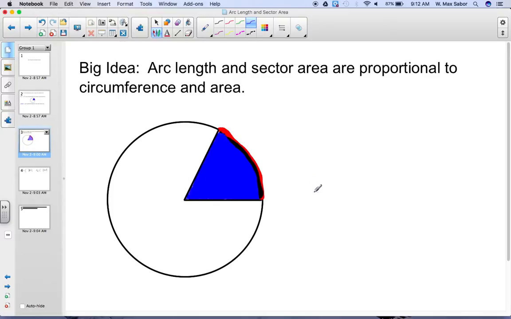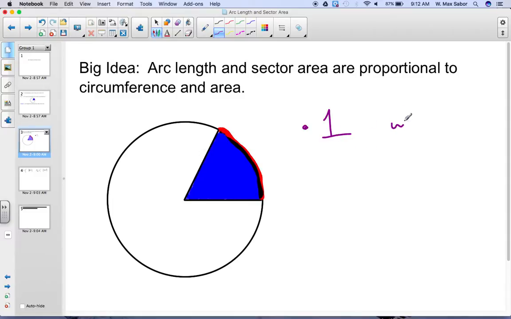The big idea is that they're proportional to the circumference and area. So you want to figure out how much is the entire circumference, and then what part of the circumference is this arc length. Same idea with the sector area. What's the entire area, and what part of the area is this sector? Well, specifically, if it were the whole thing, it would just be times 1.